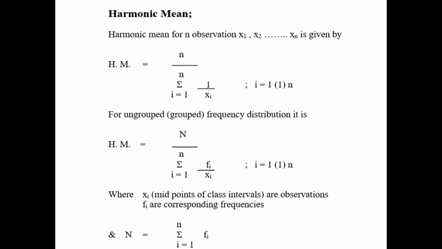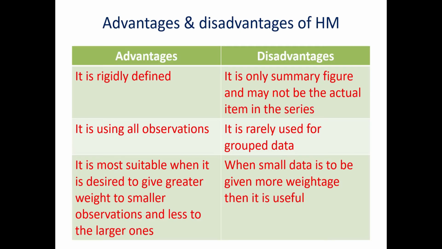The formula is: if there are n observations x1, x2, ..., xn, then the harmonic mean is n divided by the sum of 1/xi, with i going from 1 to n. For a grouped frequency distribution, the frequencies are added and capital N comes in, which is the sum of frequencies. xi is the midpoint of the class intervals, and fi is our corresponding frequency. Capital N is the sum of frequencies.